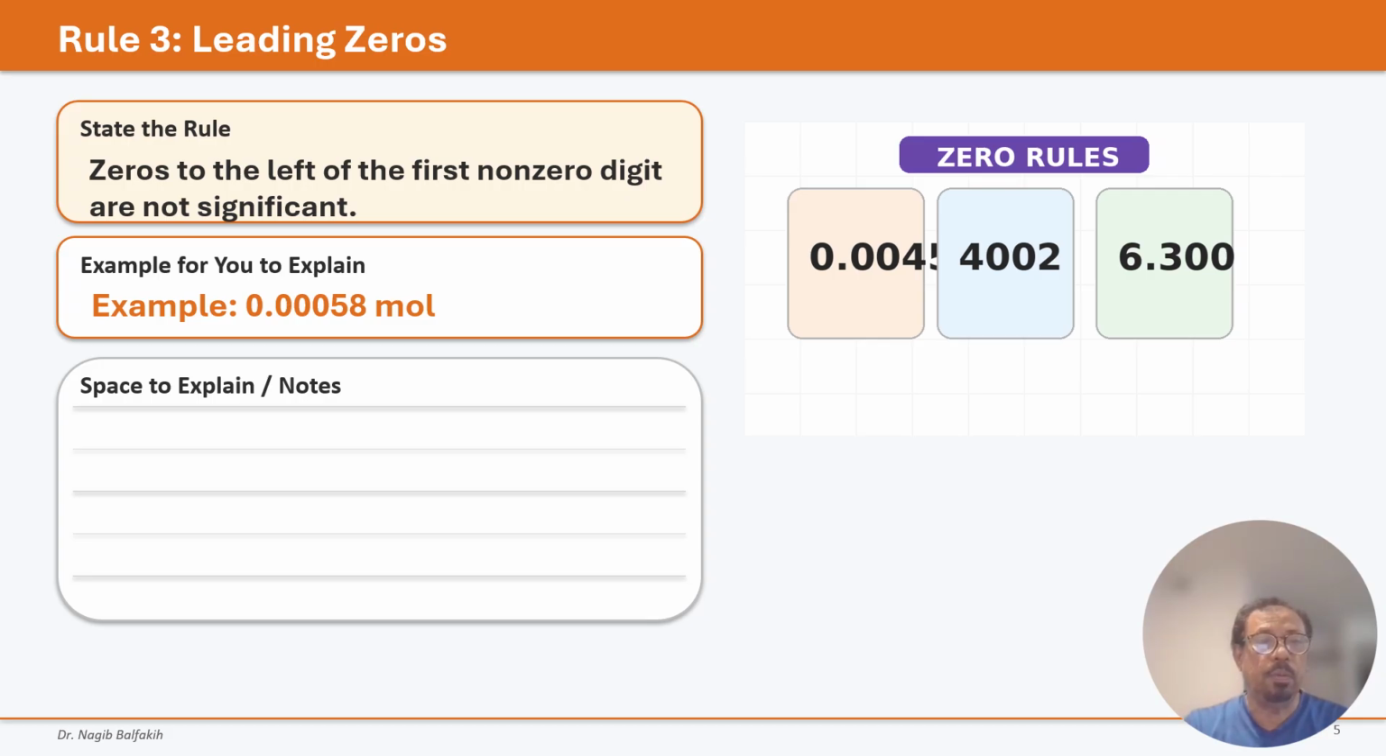zeros to the left of the first non-zero digit are not significant. So leading zeros are not significant. So all these zeros are not significant. So we have only two significant figures in this number. Okay, so leading zeros are not significant.